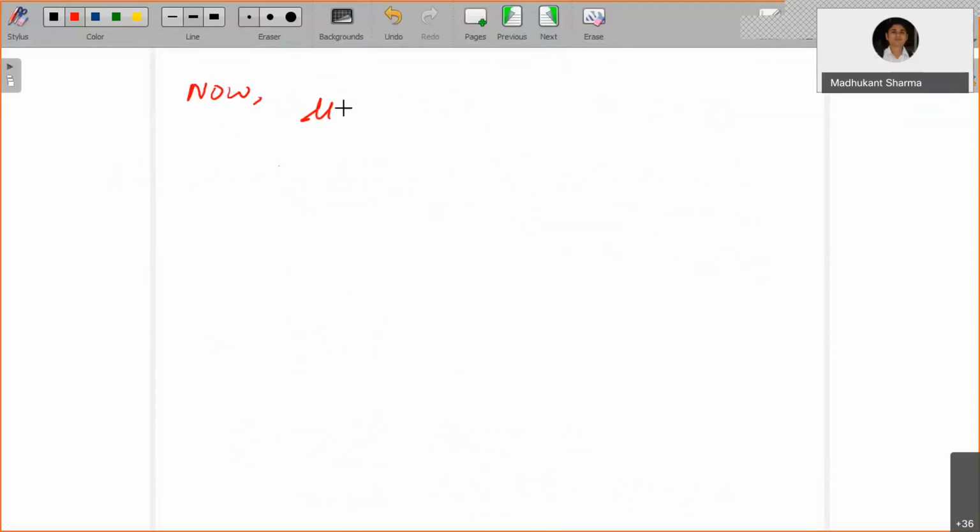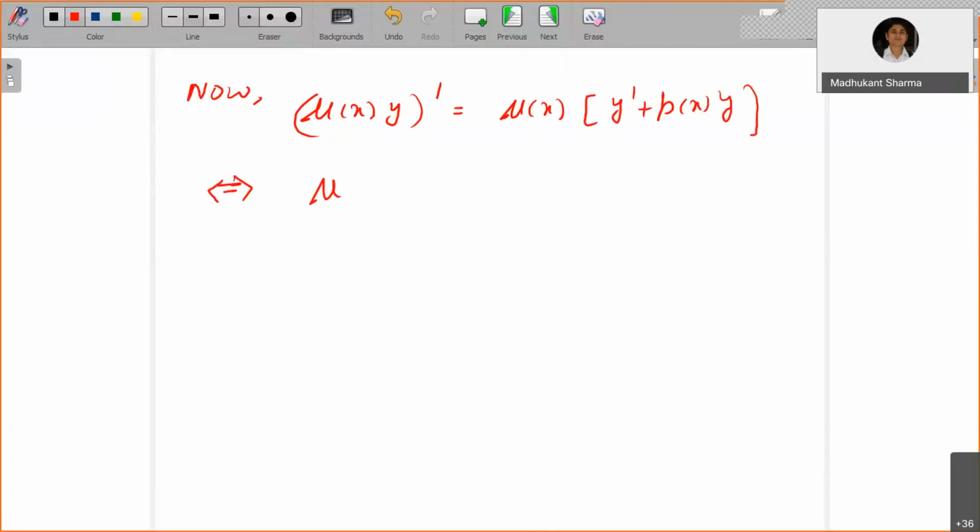I just want mu of x times y dash to equal what was that, mu of x times y dash plus p of x times y. So that's the right-hand side, and this is the left-hand side. Now use the product rule here, so I'm just using abused notation. So mu y dash plus mu dash y equals mu y dash plus p of x times mu y. So the mu y dash terms cancel.